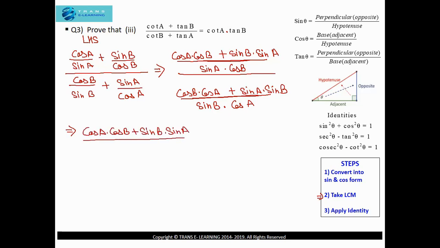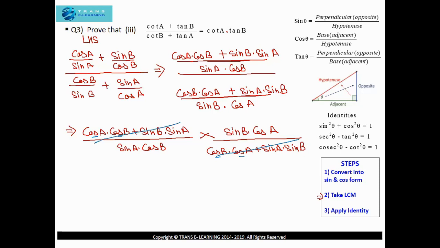The numerator will remain the same, and taking the reciprocal of the denominator, we will get sin B into cos A in the numerator, and in the denominator we are left with cos B into cos A plus sin A into sin B. So now if you compare here, the numerator of the first term is cos A into cos B plus sin B into sin A, and the denominator is also the same, cos B into cos A plus sin A into sin B. So this will get cancelled with this one, and we are left with sin B into cos A upon sin A into cos B.